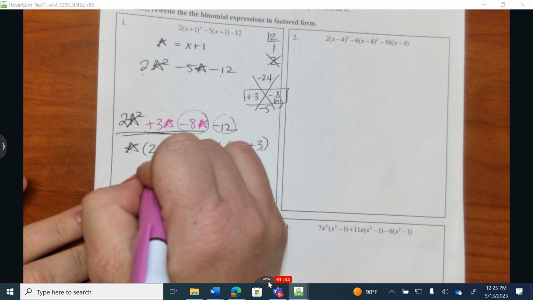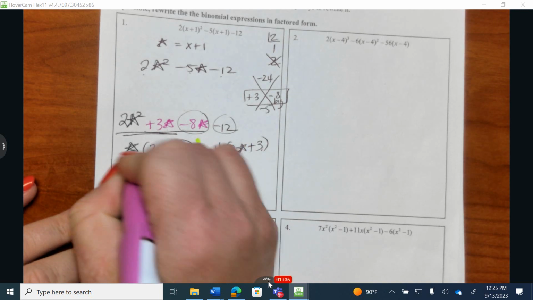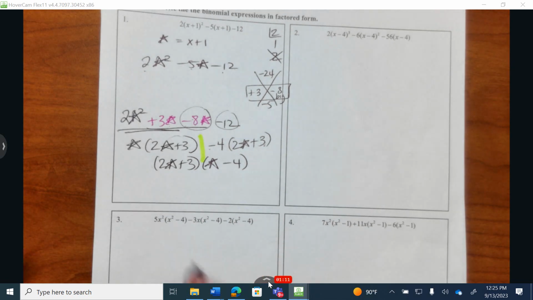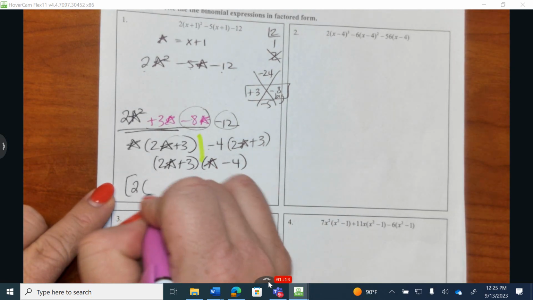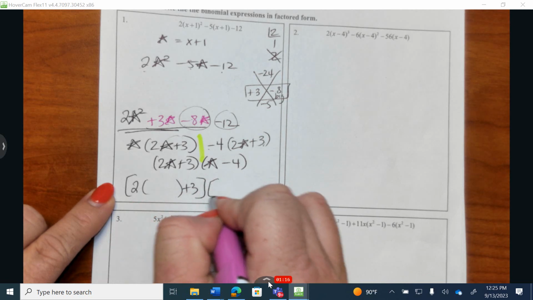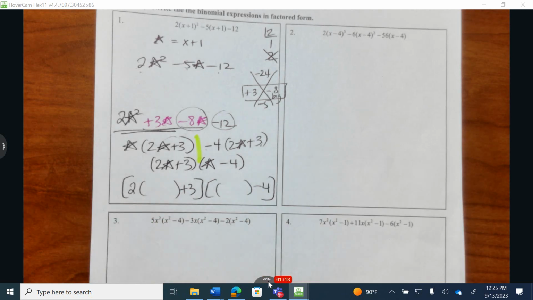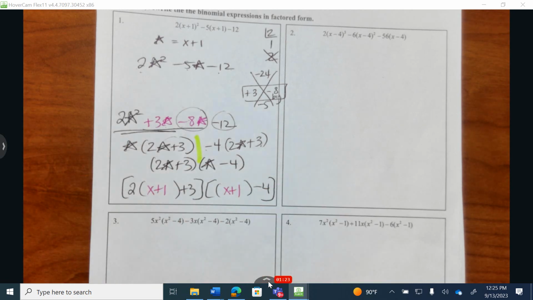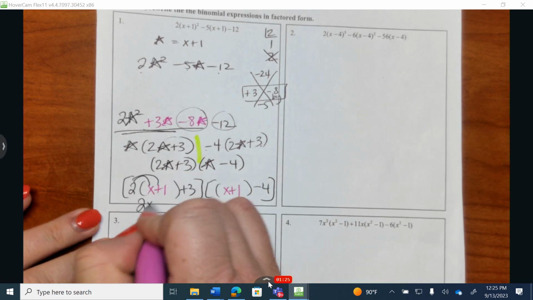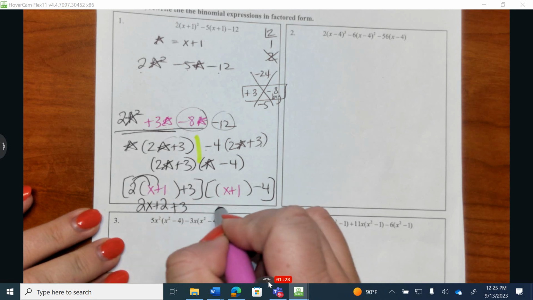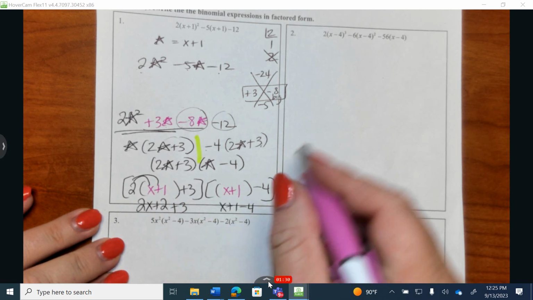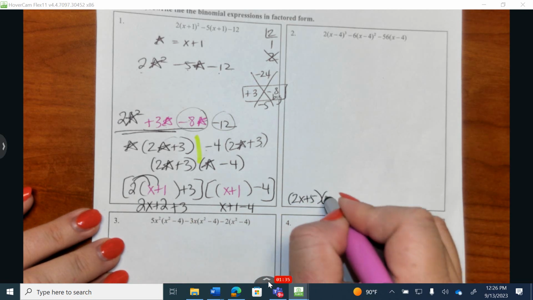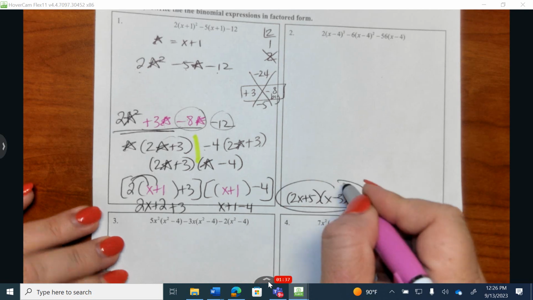Okay, so I do have a front and a back. They both contain 2 star plus 3. In front is 1 star, and then I have a minus 4. Now I'm going to go back and replace the stars with what the original quantity was equivalent to. So star was equivalent to x plus 1. When I distribute, I get 2x plus 2, bring down the 3, 1x plus 1 minus 4. So if I go off to the side here, this is going to be 2x plus 5 and x minus 3.